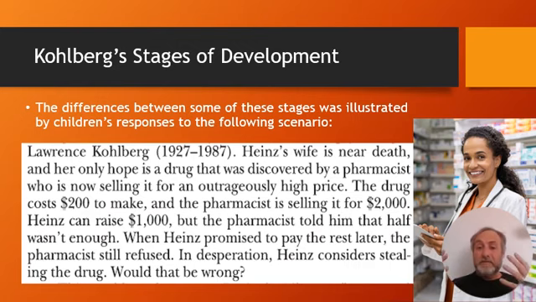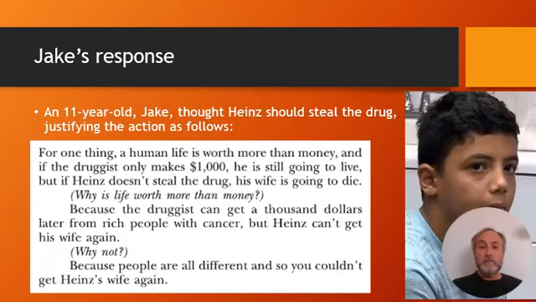He asks the pharmacist, "Hey, can I pay you half now and pay the rest off in installments?" The pharmacist says, sorry, I need full payment right now. And so Heinz is pretty desperate, and he's wondering if maybe he will just break into the pharmacy at night and steal the drug. So he asks the child, would that be wrong? So here's one response from an 11-year-old named Jake. Obviously, there were more than two children involved in this study, but these are just two examples.